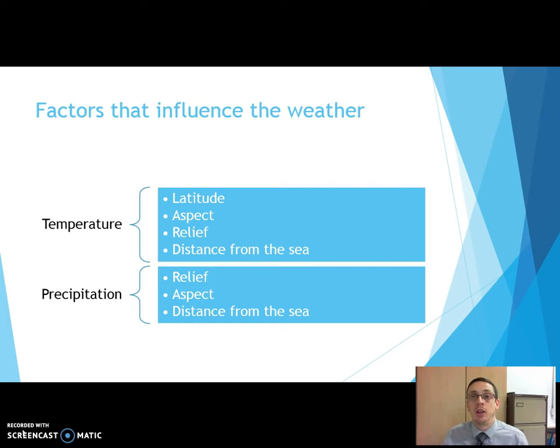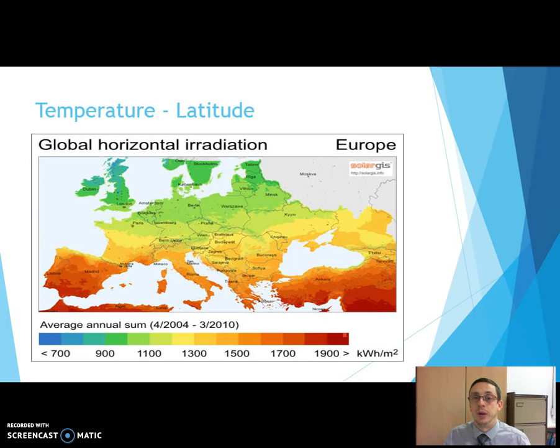Now, when we look at the different things that can affect temperature and precipitation, you'll notice a lot of similarities in the two lists, where you'll notice that all bar one thing, they're in fact the same. So for temperature, we've got latitude, aspect, relief and distance from the sea. And then with precipitation, we've got, and I don't know why I put these the other way around, but relief, aspect and distance from the sea. So let's start looking at these and let's start to think about how they can actually influence some of the different elements of the weather.